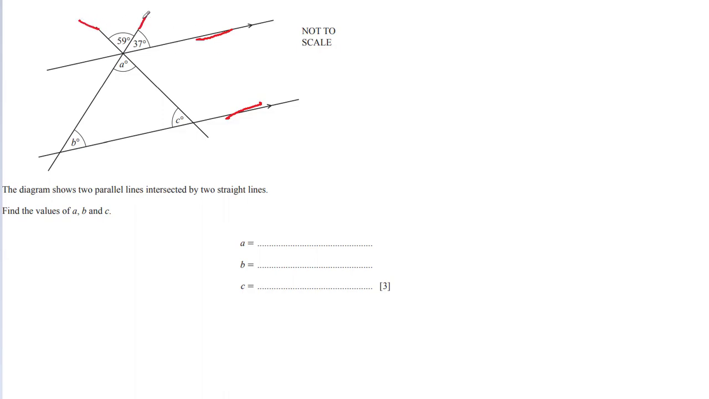Okay, so first we use this property: 59 and A. So 59 and A are vertically opposite angles. Vertically opposite angles are equal, so the value of A is 59. Why? Vertically opposite angles. Okay.